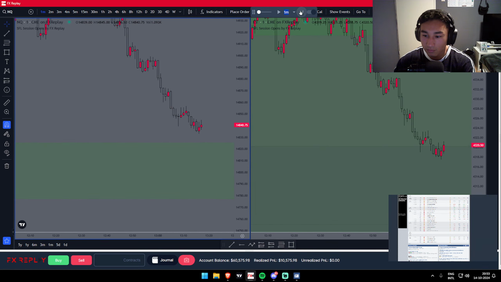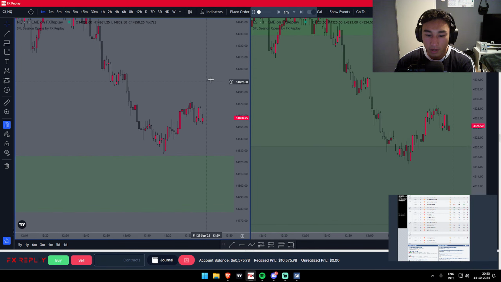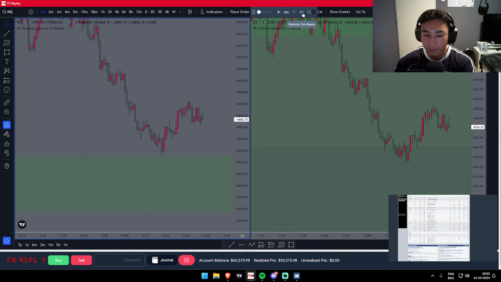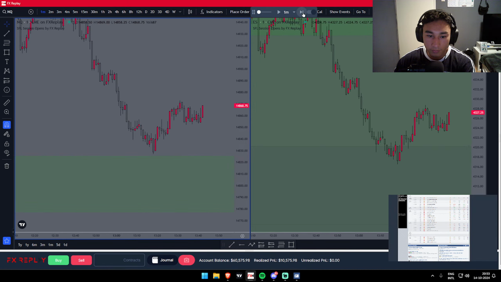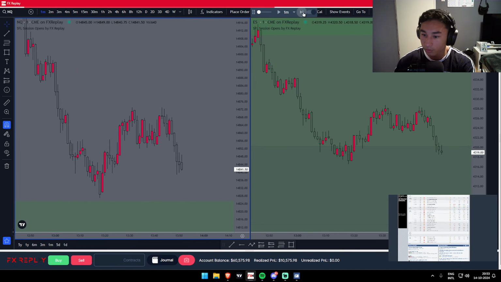Let's see. Nothing here. Would still wait for a manipulation lower. We do have an SMT there. Nothing here. Oh shit, that probably would be a break-even trade because this would be the entry. Yeah, that's already break-even.